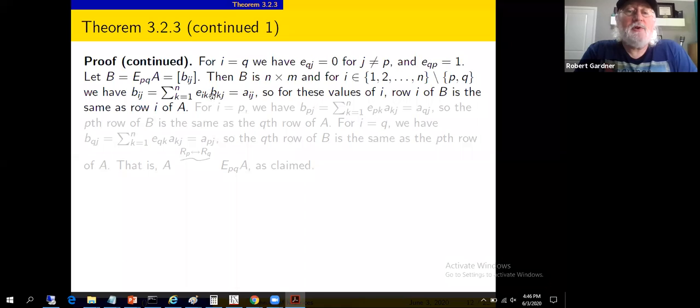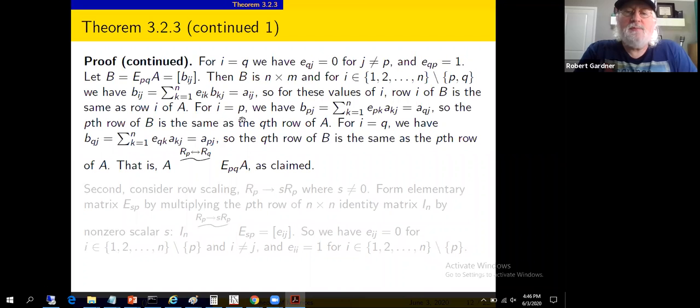So I've got a typo here, I should have A's here. We're taking the product of the elementary matrix with matrix A, and these should be A's. And we'll get 1 times, when k equals i, we'll get A sub ij out as claimed. Sorry about the typo. So we're in good shape when we stay away from P and Q. The ith row of B is the same as the ith row of A.